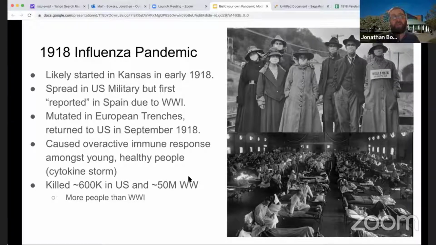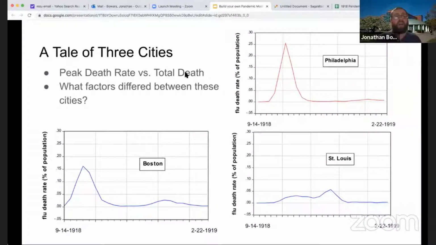Unlike this current pandemic, which seems to target the elderly more, 1918 targeted the young. It killed about 600,000 people in the United States and 50 million worldwide, which is more people than in World War I. So this was really devastating. But it wasn't always the same in every single place. A couple things to keep in mind with this pandemic is this idea of peak death rate versus total death.